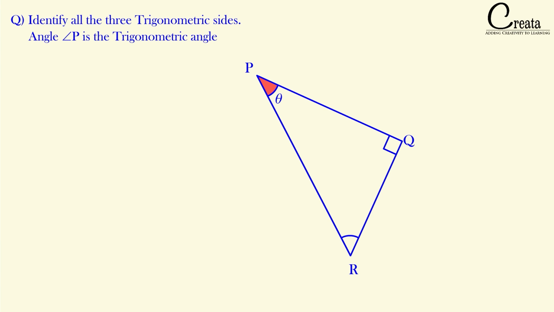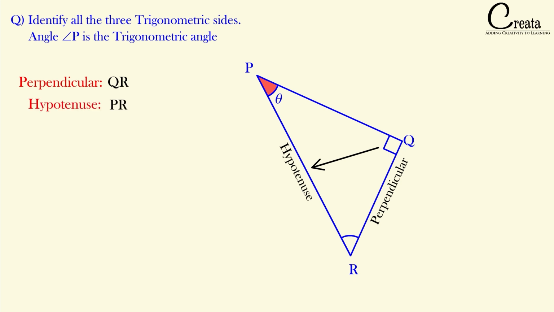Let's see what the answer is. Here angle P is the trigonometric angle. So perpendicular will be the side which is opposite to the trigonometric angle. So the side QR will be perpendicular for this triangle. Got it? The side opposite to the trigonometric angle. And hypotenuse is the side which is opposite to the 90-degree angle. So the side PR will be the hypotenuse for this triangle.